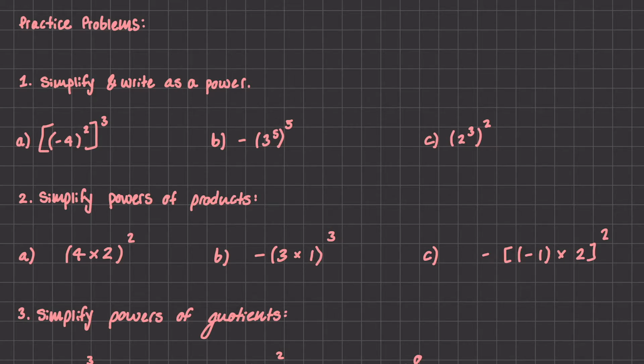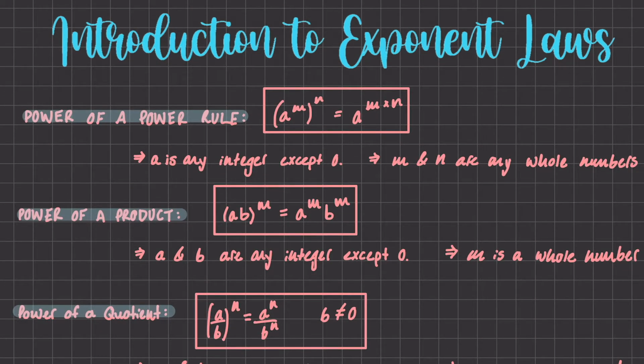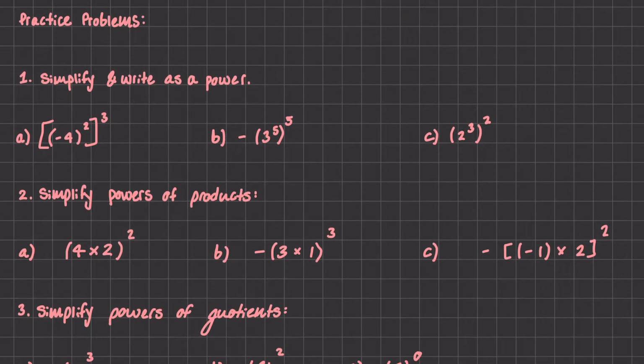And if we look carefully at these three questions that we've been given, we can see that we need to apply the power of a power rule. This is because we have a base raised to an exponent, and this serves as another base for another exponent. If we look carefully, we can see this applied.